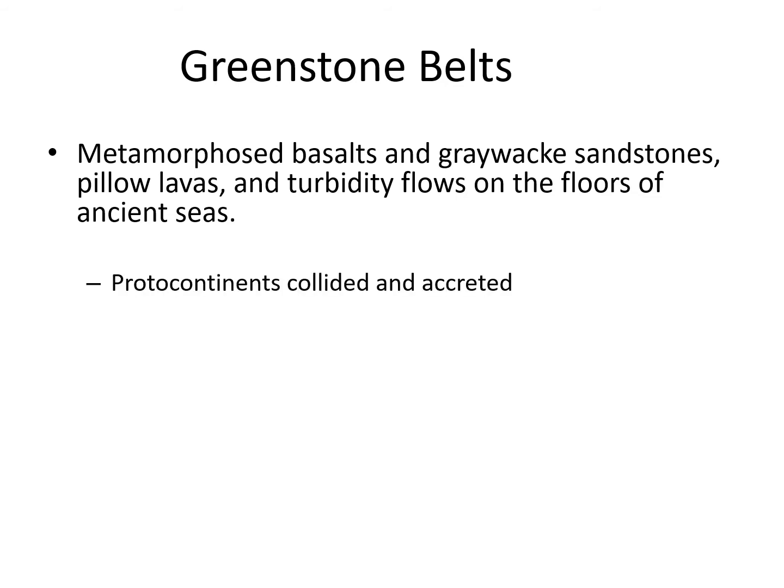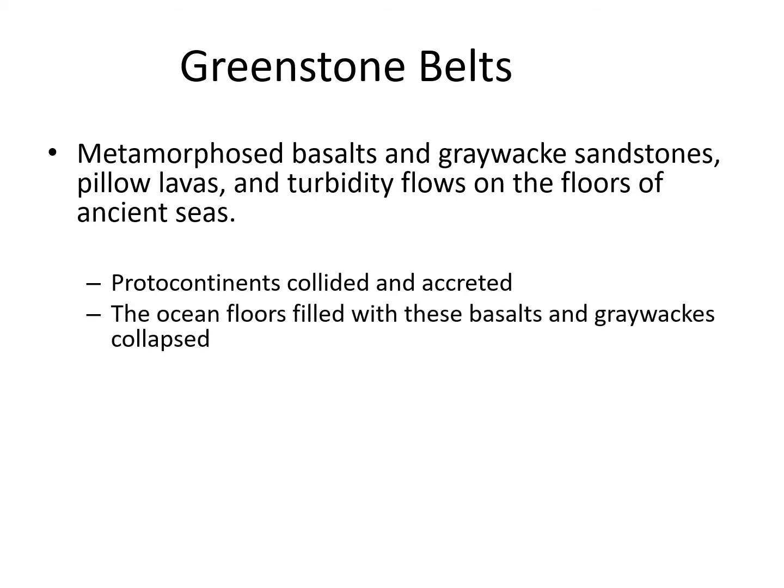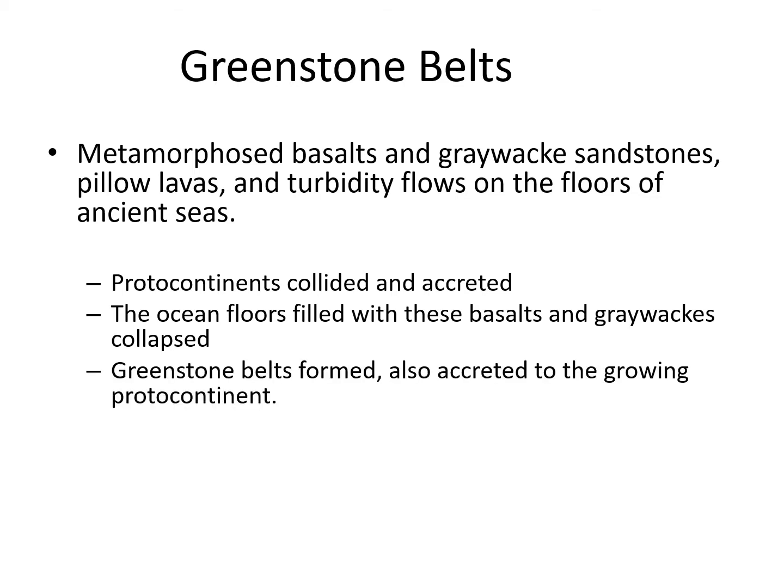So the idea is our little granitic microcontinents in the Archean would have collided with each other. The ocean floors that are in between them, we get small wedges of those that get pinched and collapsed and metamorphosed together. And that's what we call a greenstone belt. So a greenstone belt is a metamorphosed band of ancient ocean floor made of metamorphosed basalts, graywackes, pillow lavas, and turbidity flows that represent the ancient seafloor that got wedged in between these small microcontinents or protocontinents in the Archean.